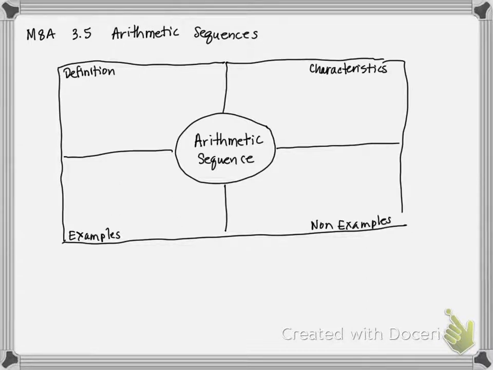Alright, so let's start with the definition. And the definition is a sequence is an ordered list of numbers. So basically what that means is that the numbers are in a particular order. There's some reason why they are what they are. Now, that goes with the word sequence, obviously.